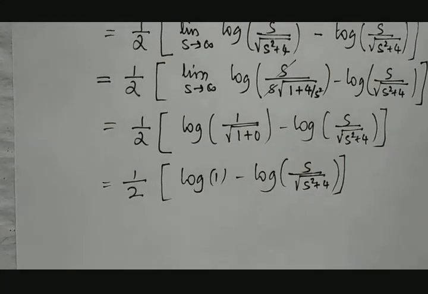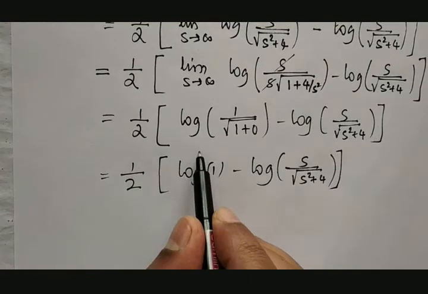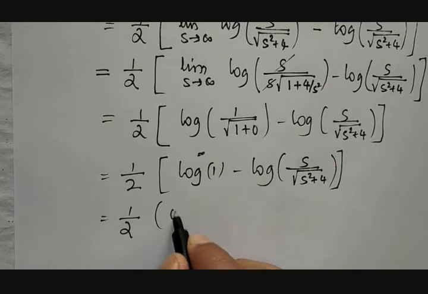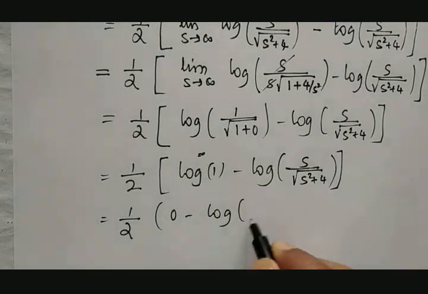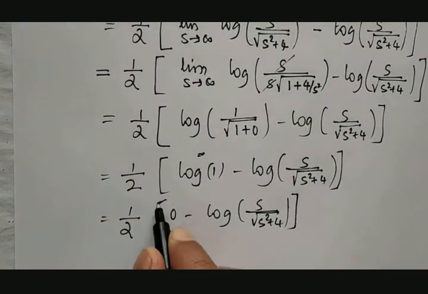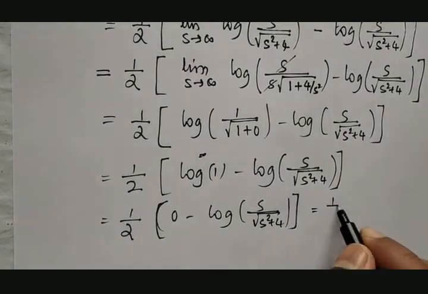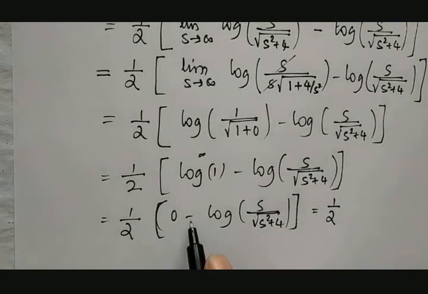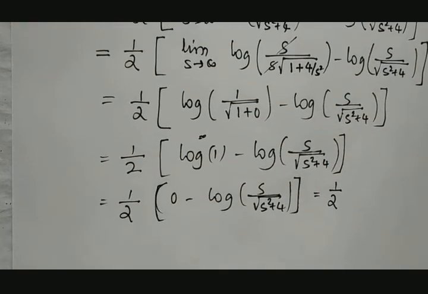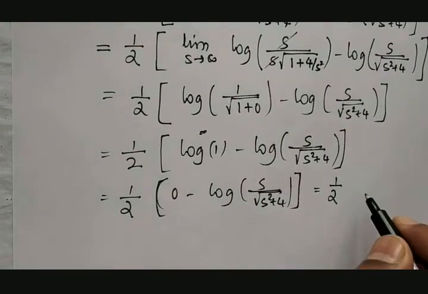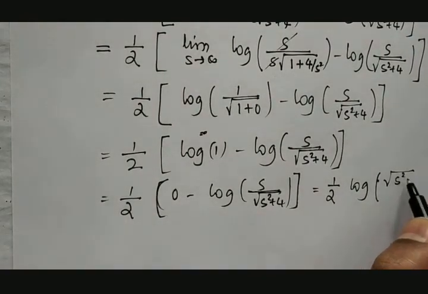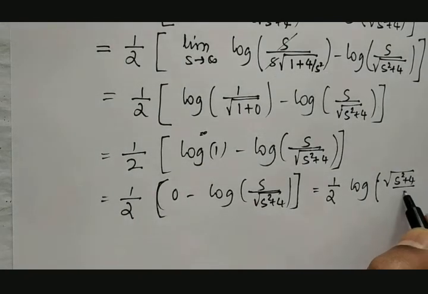What is the value of log 1? Logarithm of 1 is equal to 0. Therefore it is 1 by 2 into 0 minus logarithm of s divided by root s square plus 4. So this is equal to 1 divided by 2 into, if you want to shuffle numerator and denominator, then we'll get minus. So with the help of that minus, we can balance the thing. Therefore it is logarithm of square root of s square plus 4 divided by s.